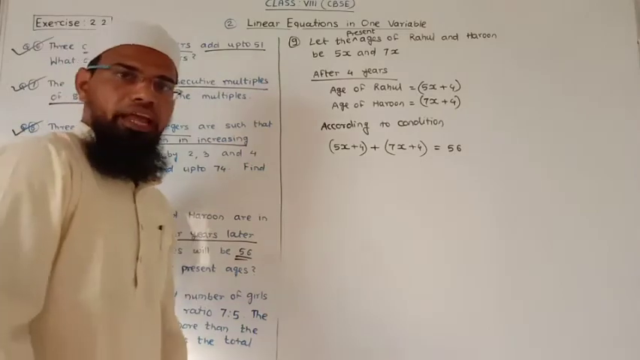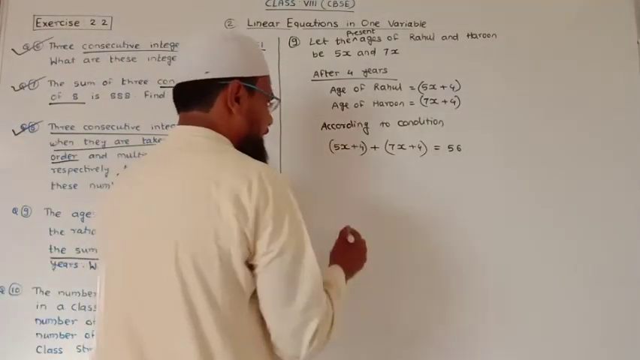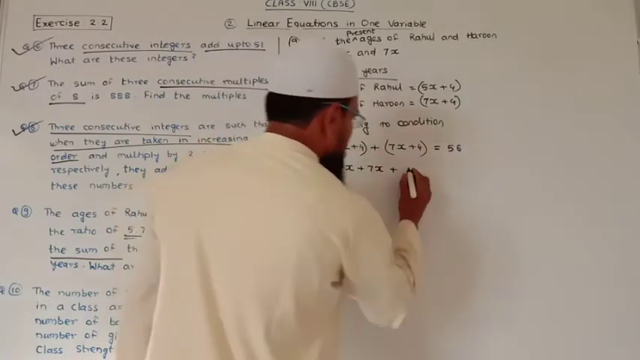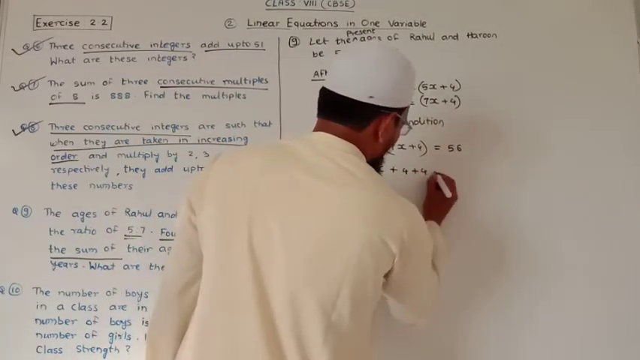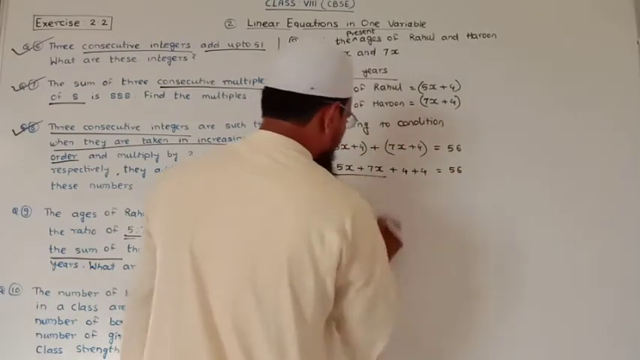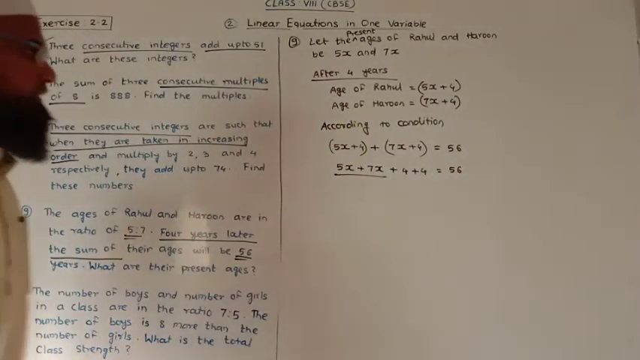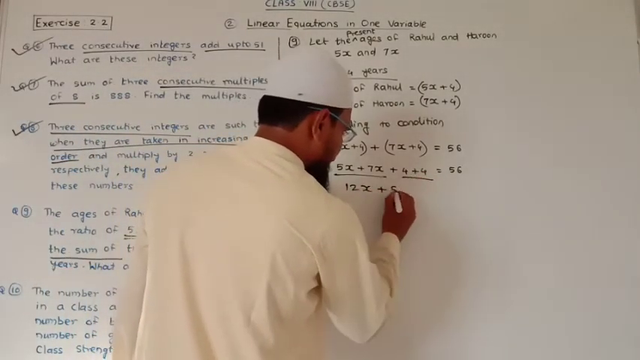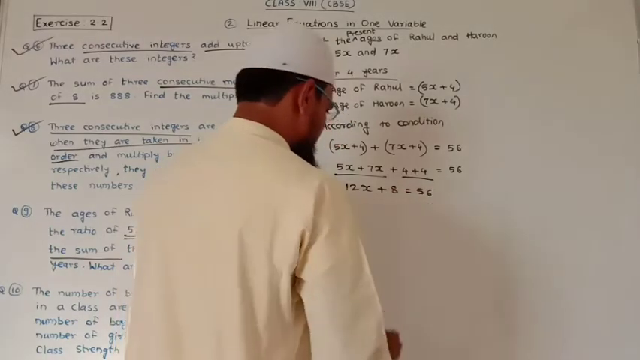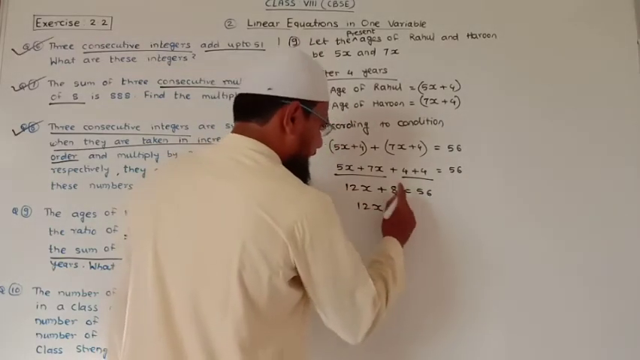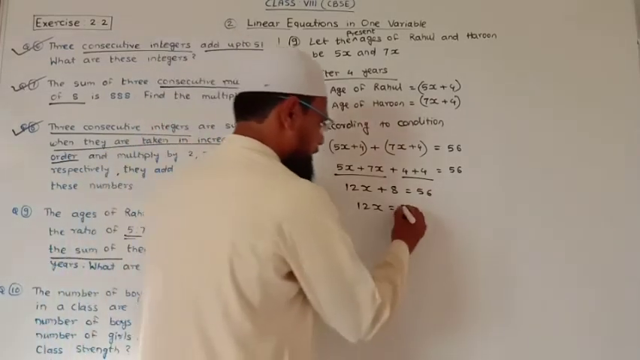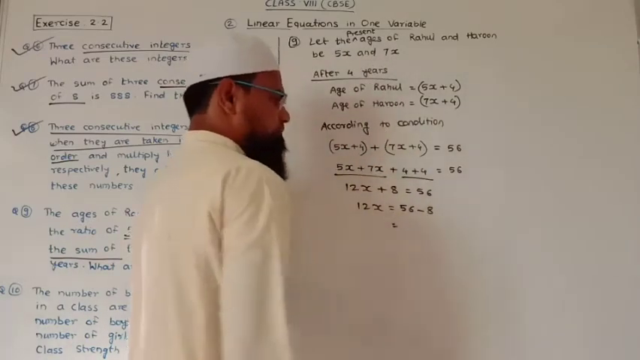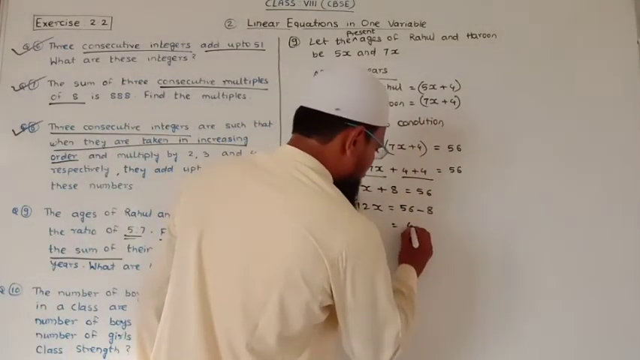First of all, we add the variables, so 5x plus 7x, and after that the constants, 4 plus 4, is equal to 56. Here 5x plus 7x is 12x, plus 4 plus 4, 8, is equal to 56. Now 12x as it is, and this plus 8 transposed to the RHS becomes minus 8. Here 56 minus 8 is 48.